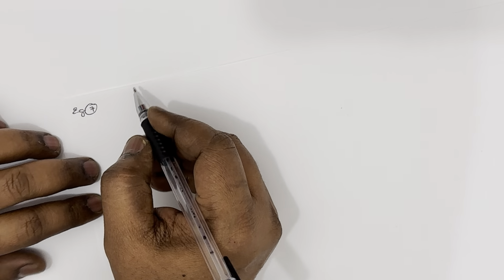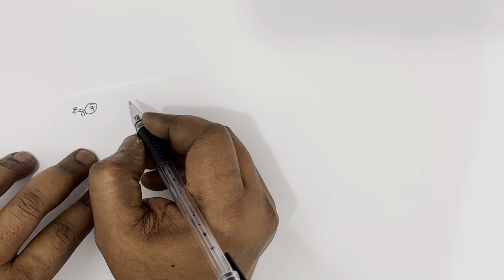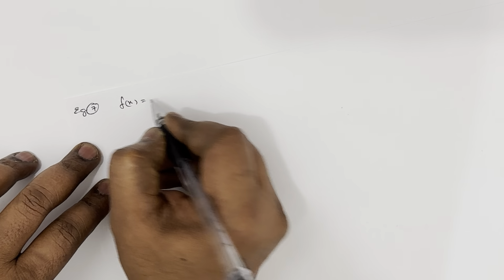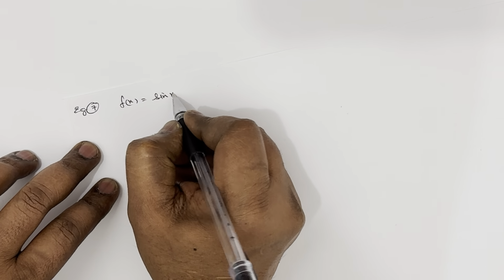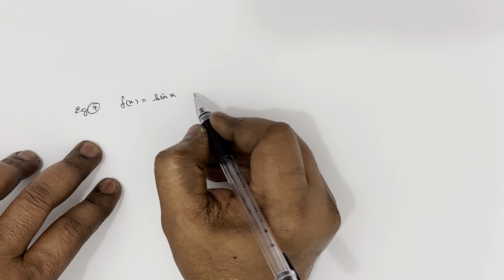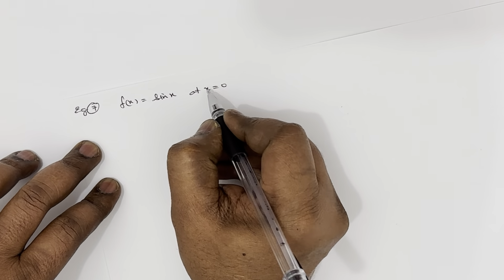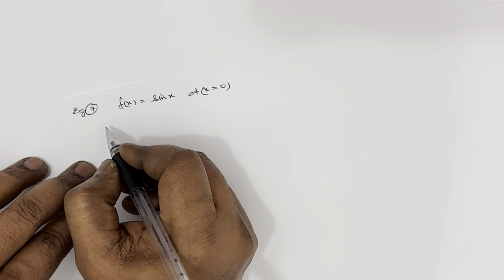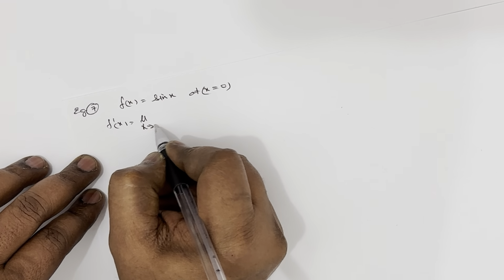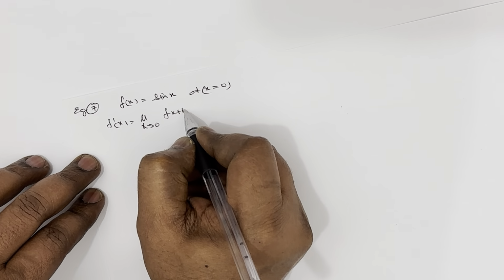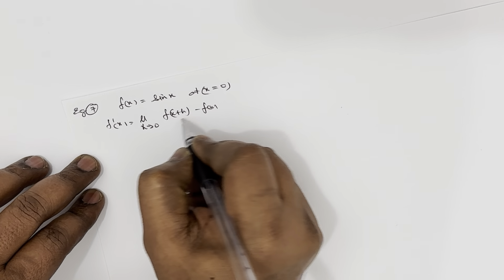Okay, let's do example 7. That is f of x is equal to sine x. Now find the derivative of sine x at x is equal to 0. Okay, so by first principle, f dash of x is equal to limit h tends to 0 of f of x plus h minus f of x upon h.